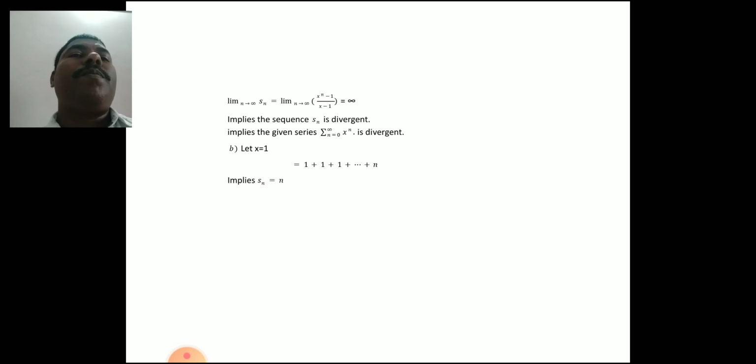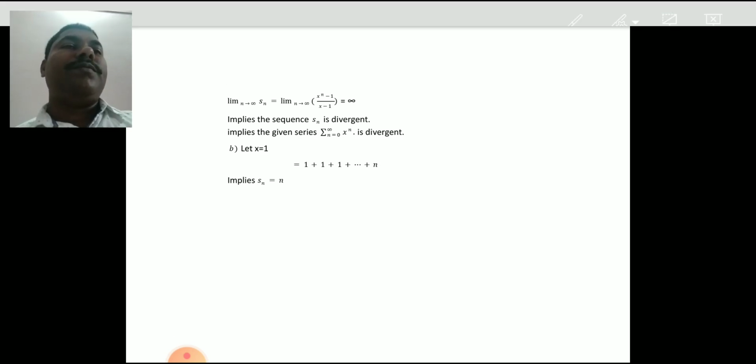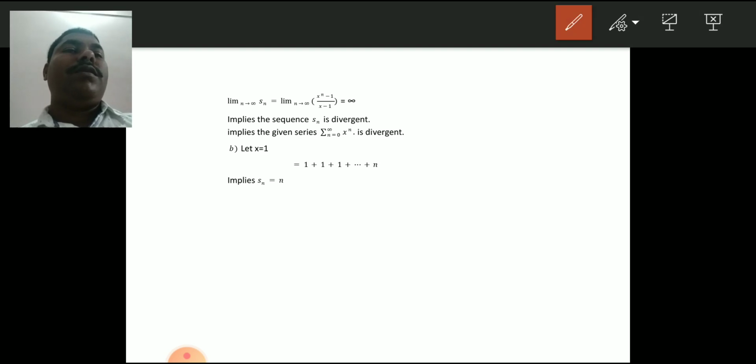Next, apply the limit. Limit of Sn as n tends to infinity is equal to limit of x raised to n minus 1 by x minus 1 as n tends to infinity. So its value is infinity. That means the sequence Sn is divergent. That implies the given series summation n equal to 0 to infinity x raised to n is also divergent.